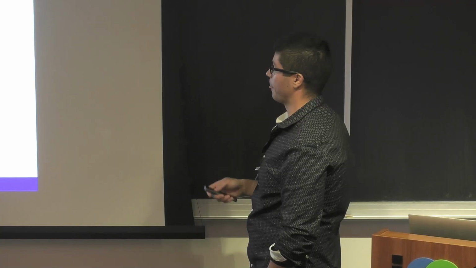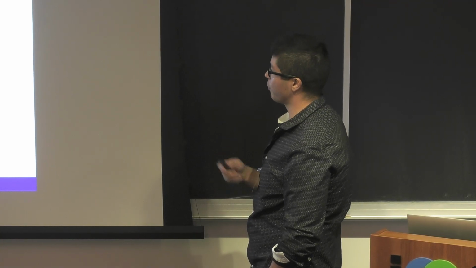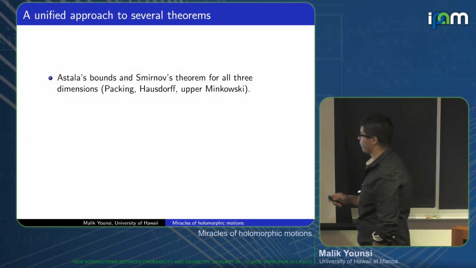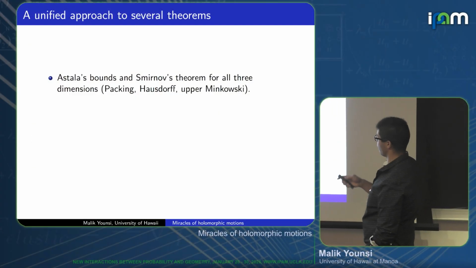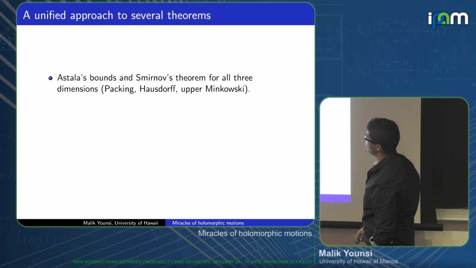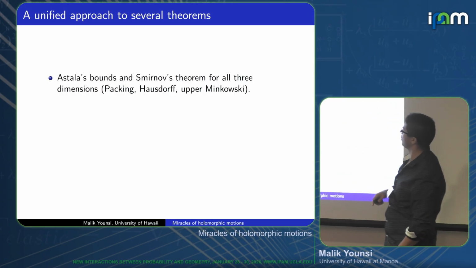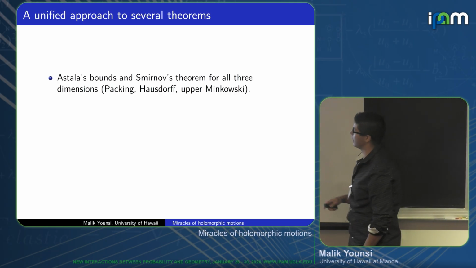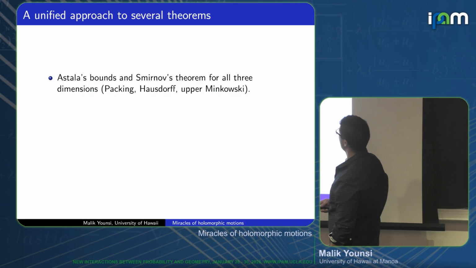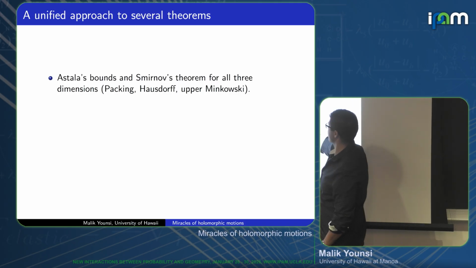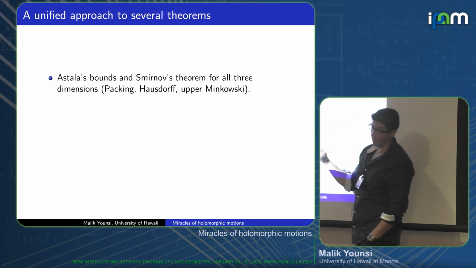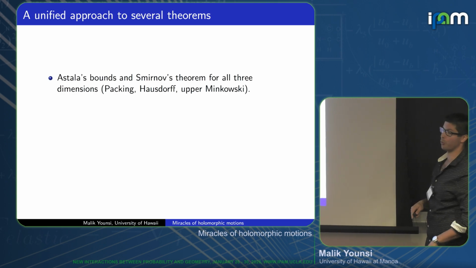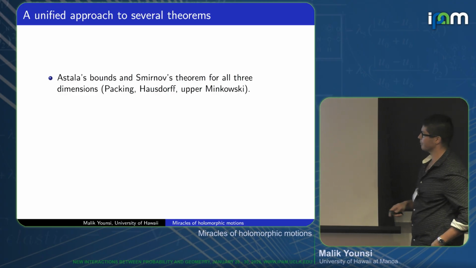Okay, so as I mentioned, that gives a sort of unified approach to these quasiconformal distortion theorems. What we can do with this method, nth-harmonic functions and holomorphic motions, is reprove all of Astala's bounds and also Smirnov's theorem for all three dimensions: packing, Hausdorff and upper Minkowski. In particular, this allows us to prove that the upper Minkowski dimension of a k-quasicircle is at most 1 plus k squared, so that's an improved estimate compared to Smirnov's.